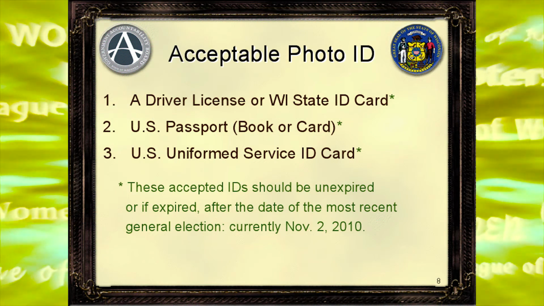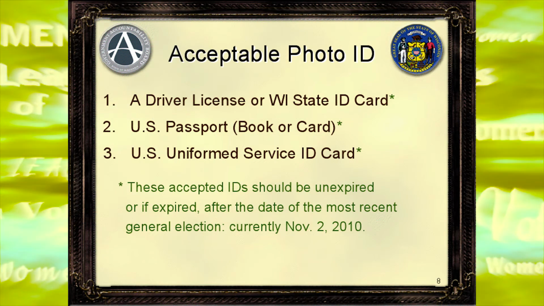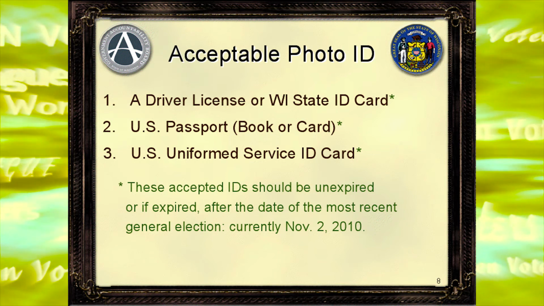So when you go to the polls on election day or you vote in person, you have to show what we're calling acceptable voter photo IDs. So there are specific types of identifications that are acceptable for voting purposes. We have a Wisconsin driver's license or Wisconsin state ID card, a U.S. passport, the book or the card, and a U.S. Uniform Service ID card. These 4 IDs can be expired on election day when you use them, as long as their expiration date was after the last general election.